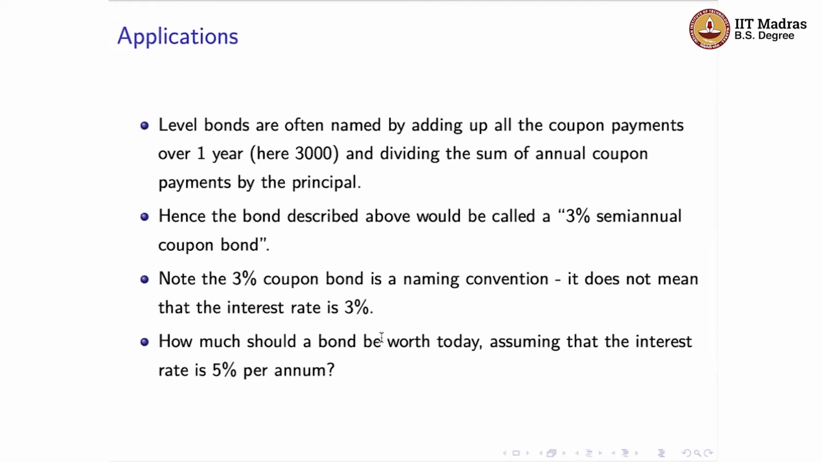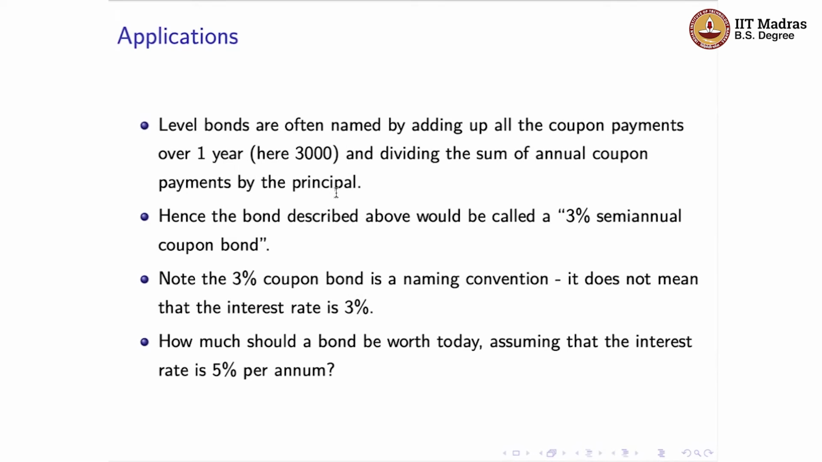Where are we getting the 3%? That's the 3000 divided by 1 lakh. Semi-annual because it pays out twice, and it's a coupon bond because it is actually paying out coupons, right? And note that this is actually a naming convention. This 3% does not have anything to do with whatever is the interest rate, right? Because this is how we calculated it, right?